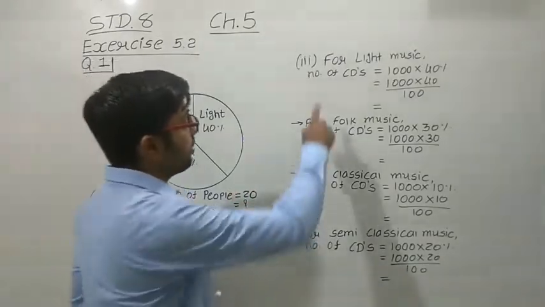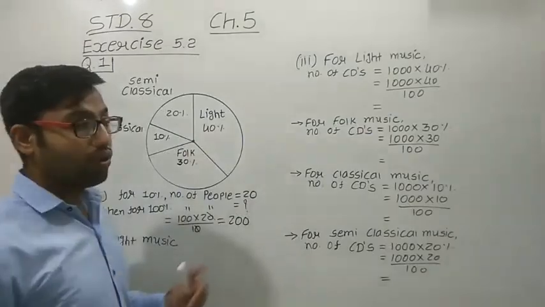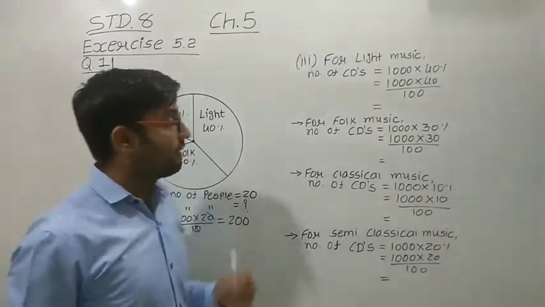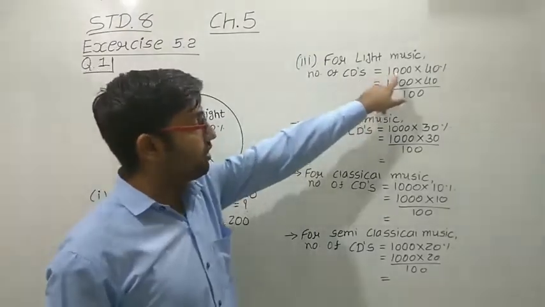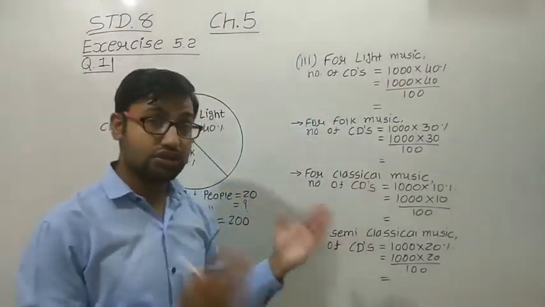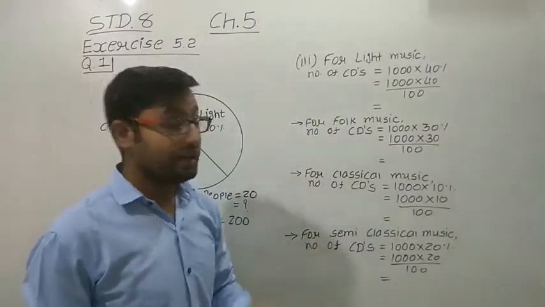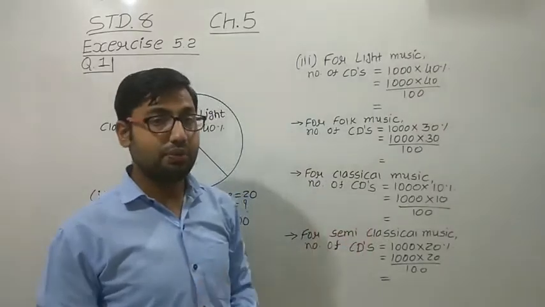So see, for the light music, now we can know that the light music is liked by only 40% people. So here the total number of CDs for the light music is 1000, but we do not have to produce 1000 CDs for the light music only. It is covered only 40%. It is liked by the 40% people only.